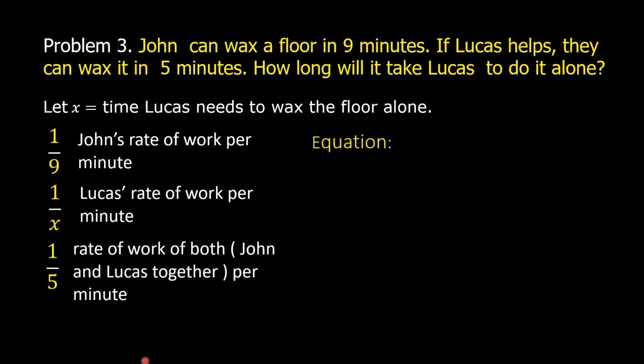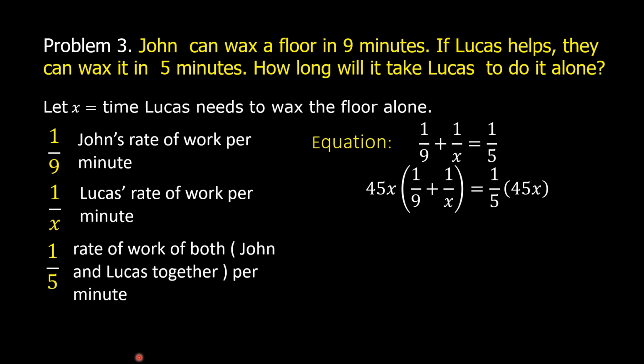Let us form the equation. 1 over 9 plus 1 over x is equal to 1 over 5. The smallest expression that can be divided by 9, by x, and by 5 is 45x. So we multiply both sides of the equation by 45x.